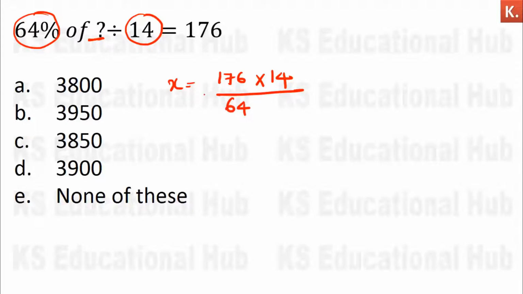64 percentage can be taken as 64 divided by 100. So if I convert this into multiplication, this becomes 64 into 100. Alright. Now see here.